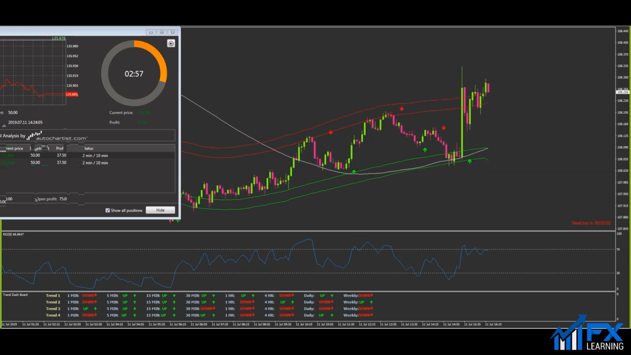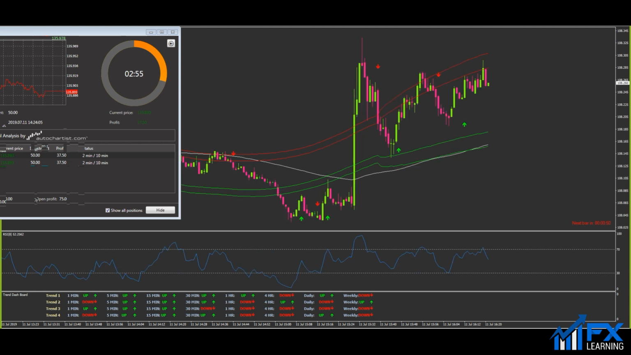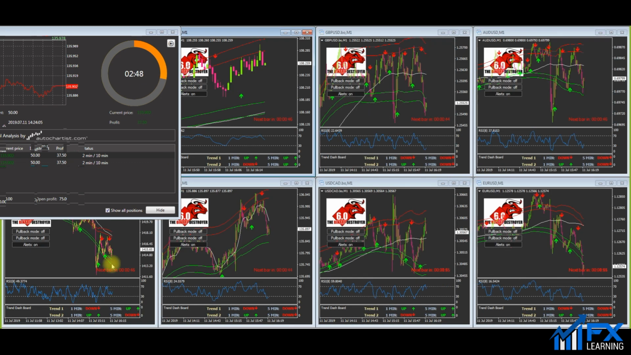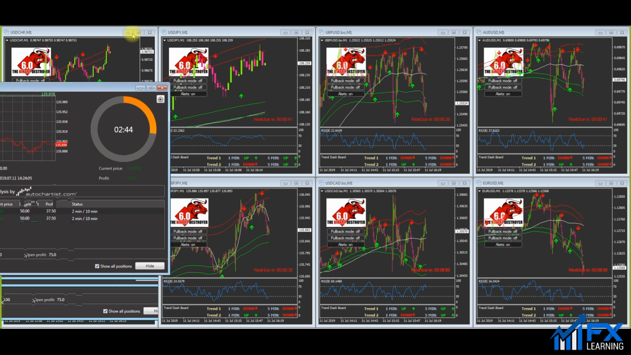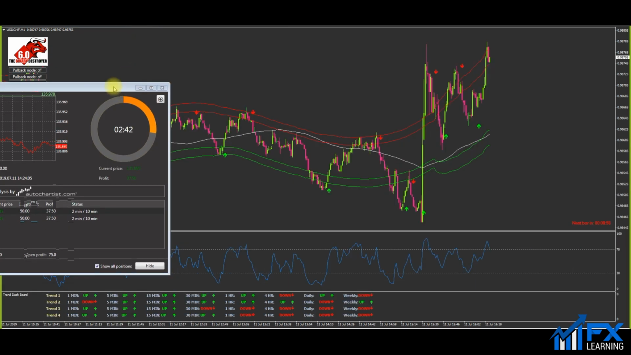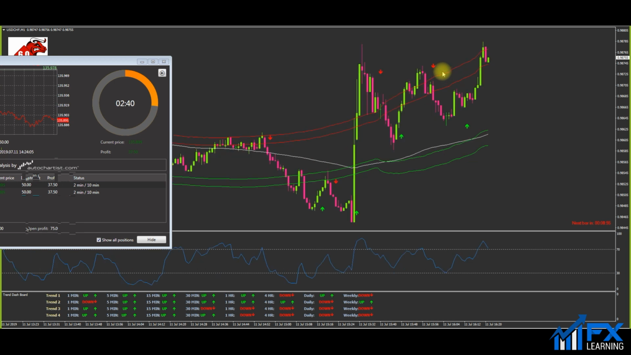Okay, look, another sell opportunity coming up. I'm not going to take that, but that would be a nice sell opportunity. Okay, USD Chef. Okay, beautiful double top. See this area here, double top pattern.